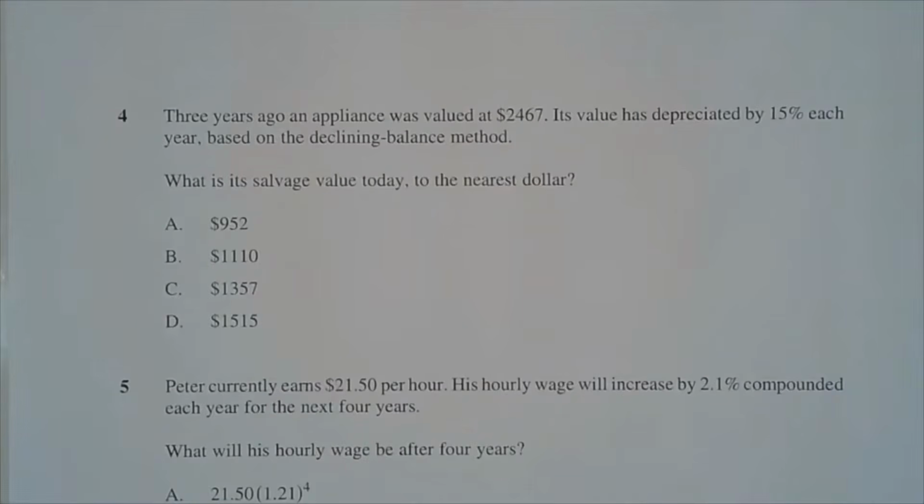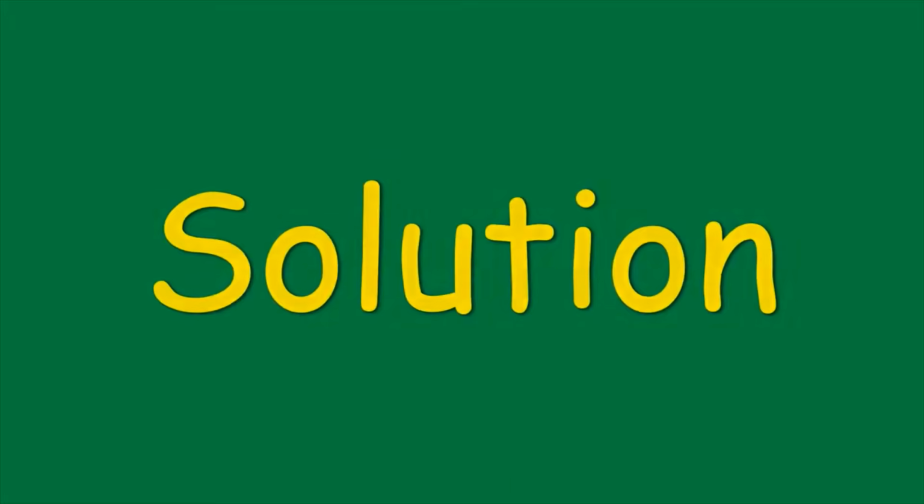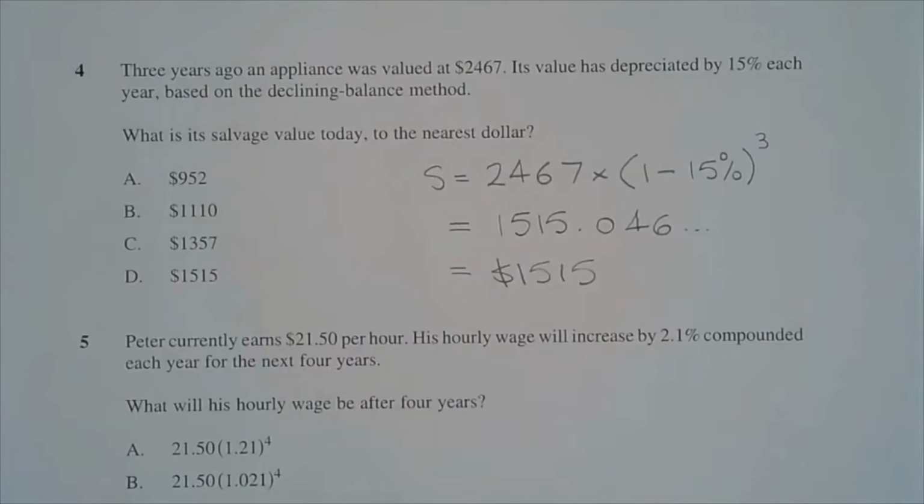Question 4. 3 years ago, an appliance was valued at $2,467. Its value has depreciated by 15% each year based on the declining balance method. What is its salvage value today to the nearest dollar? Declining balance depreciation is based on the compound interest formula, but rather than using a positive interest rate, we're going to use a negative interest rate as that represents the percentage loss in value each year.